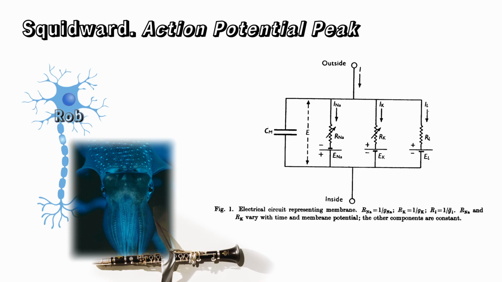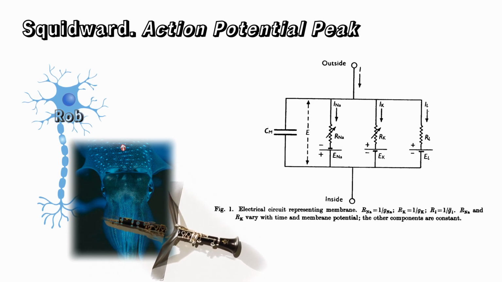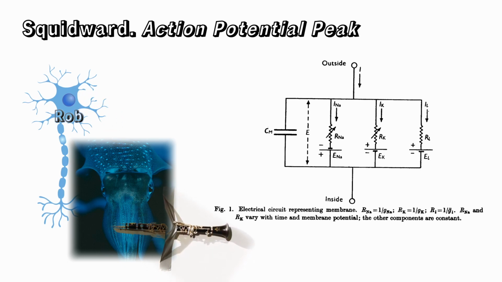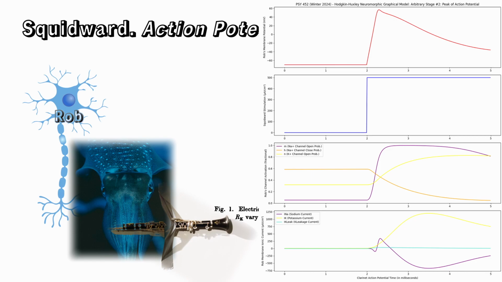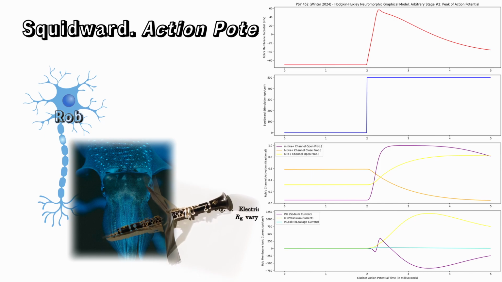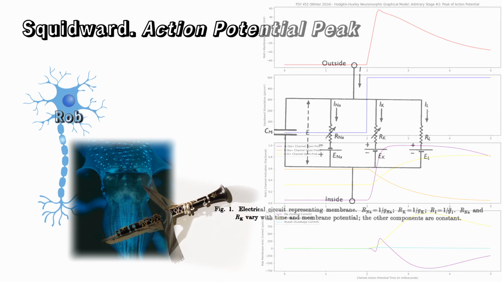Squidward wants to play his clarinet. He begins to think of moving his clarinet, which sends stimuli to Rob, the multipolar motor neuron. We go past depolarization to threshold potential, which is reached at -55 millivolts, which accelerates the opening of voltage-gated sodium cation channels.